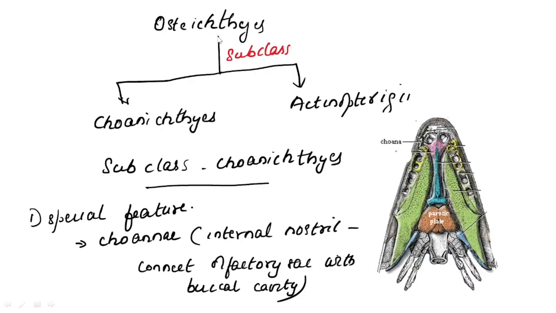Next, Osteichthyes and its divisions. Till now we have seen its general characteristics. Now we are going to see the subclasses, the subdivisions of Osteichthyes. Osteichthyes is divided into two subclasses: Choanichthyes and Actinopterygii. First we are going to learn about the features of subclass Choanichthyes.